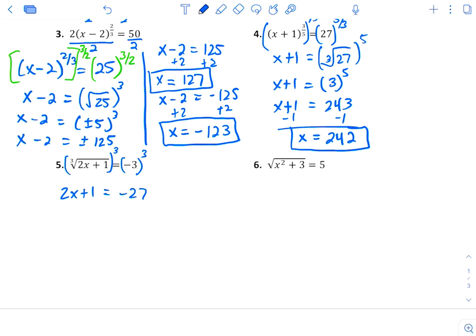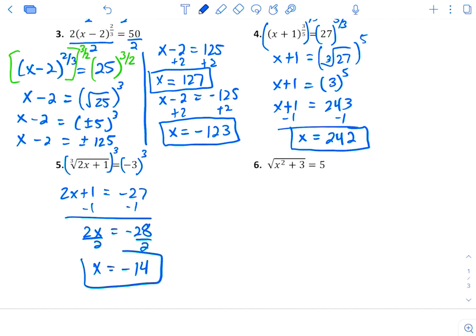and then I have that linear equation, so I'm just going to keep solving. So I would need to subtract the 1, and then divide both sides by 2. So my answer is going to be negative 14.